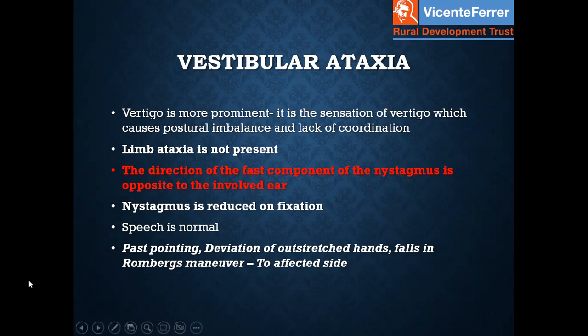In vestibular origin ataxia, there is fast pointing and deviation of outstretched hands, and in Romberg's maneuver the child falls to the affected side. In Romberg's maneuver, by closing the eyes, the child is asked to walk in a straight line. Then the child moves to the affected side in vestibular ataxia.